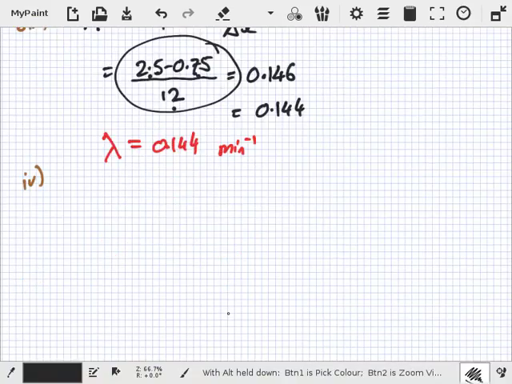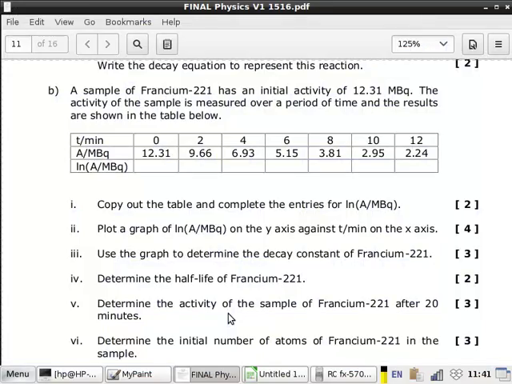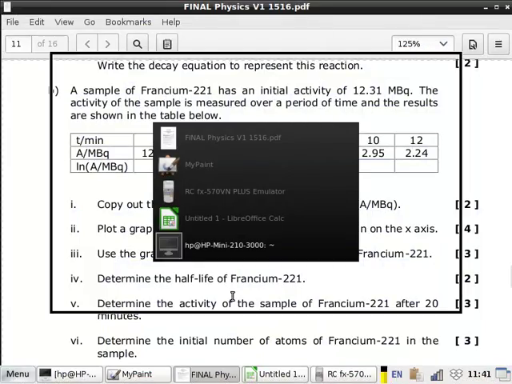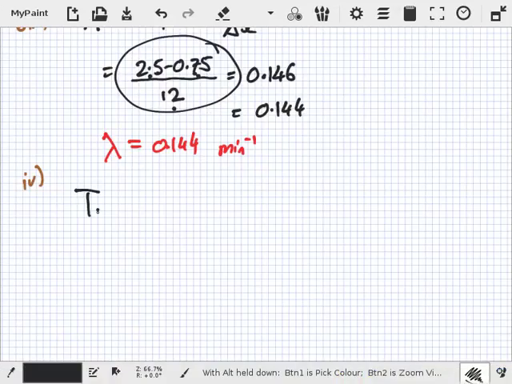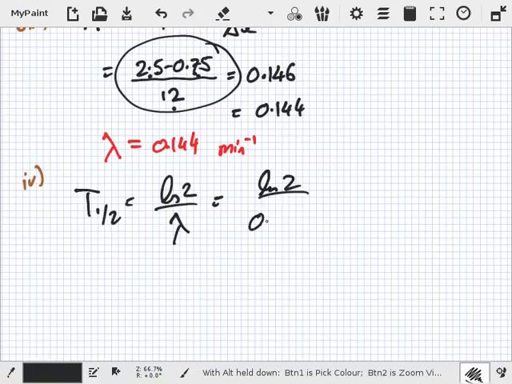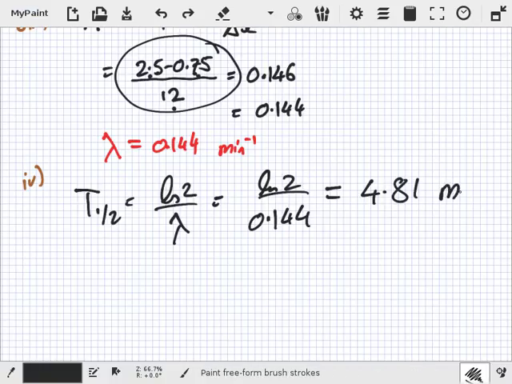Are we finished annoying me? Can I continue? Right. What's the half-life? We have the formula for that. Half-life is log 2 over lambda. Now please just type this in: log 2 over 0.144. 4.814 minutes.